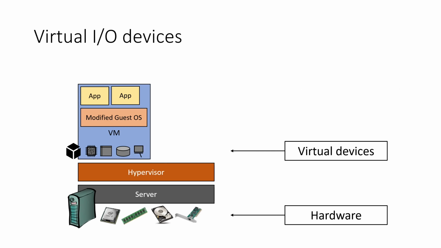So here's a figure illustrating this concept. We have a server which hosts the real hardware. The server has a CPU, memory, hard drives, and network cards. On top of the server, we run a hypervisor which will manage the different VMs.